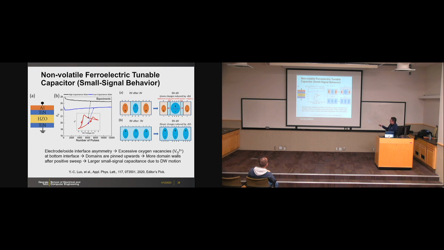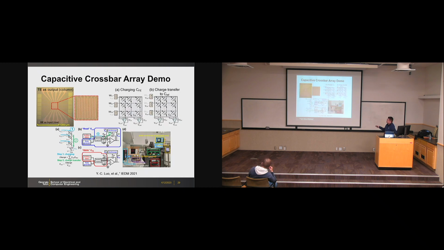And if you have another configuration, all the domains are aligned, then you do not have the domain wall motion, therefore you have less charges on the plate under the AC stimulus. So we have different capacitance states. So basically we use the capacitance to encode the data, and then we can do this charge domain computation instead of the current domain. So here the idea is to demonstrate a small scale crossbar.